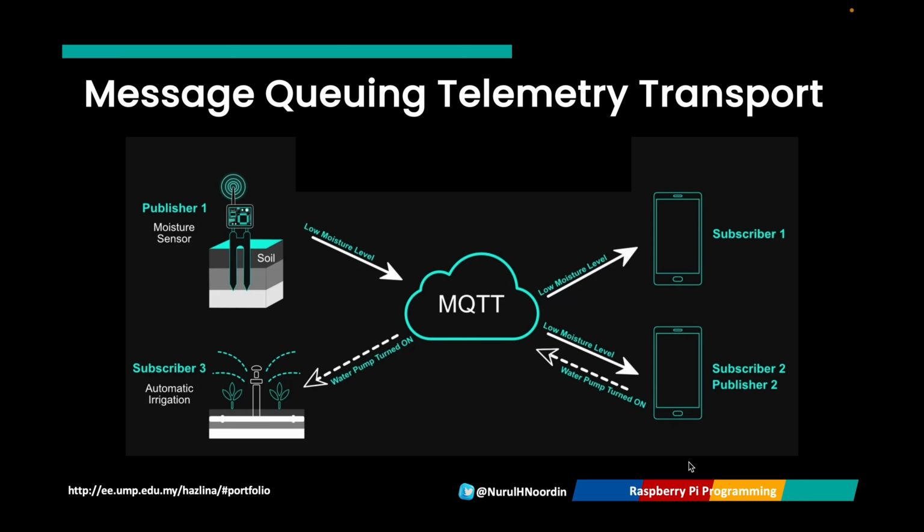The MQTT communication process works as follows. A sensor node collects data and publishes it to an MQTT broker. The MQTT broker, such as Mosquitto or HiveMQ, receives the data messages. Any subscribed devices, such as a dashboard or mobile app, receive the data instantly. Since MQTT uses a lightweight binary protocol, it consumes very little bandwidth, making it perfect for IoT applications where network efficiency is critical.